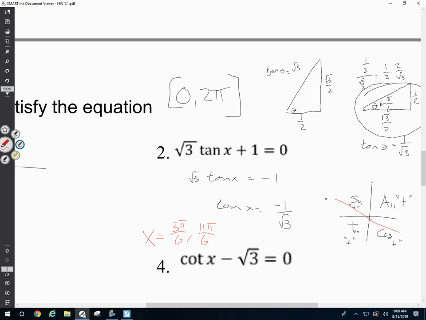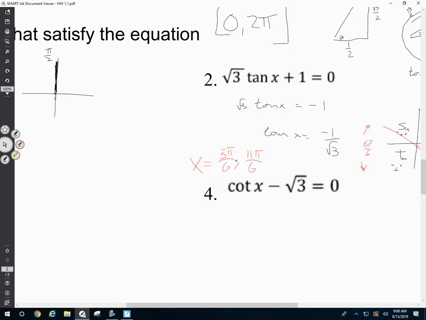This is like the pi over 6 here. I start with 6 pi over 6. Subtract is that way, clockwise. Add is that way, counterclockwise. Here, this will be 12 pi over 6. Subtract that way. Add would be going that way. So that was pretty tricky for number 2.